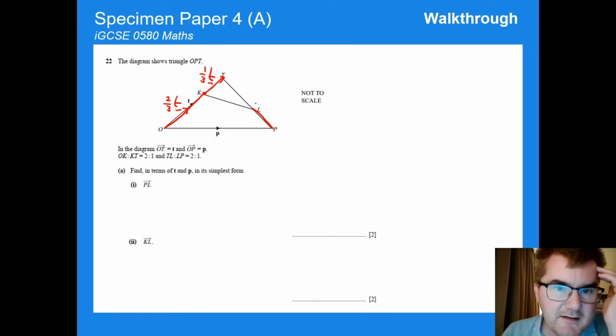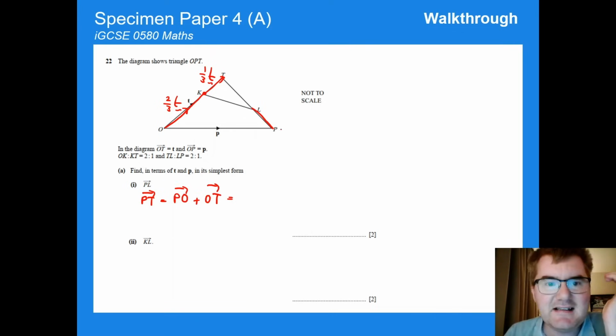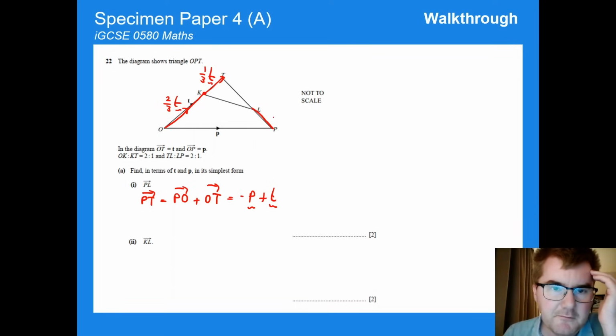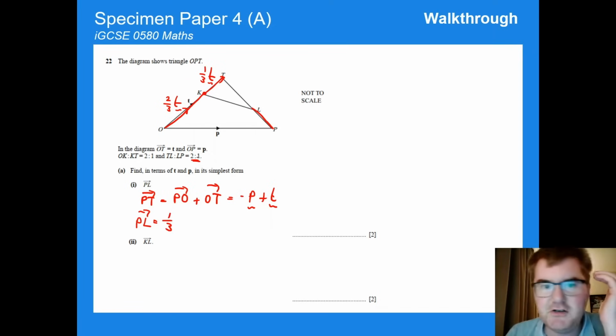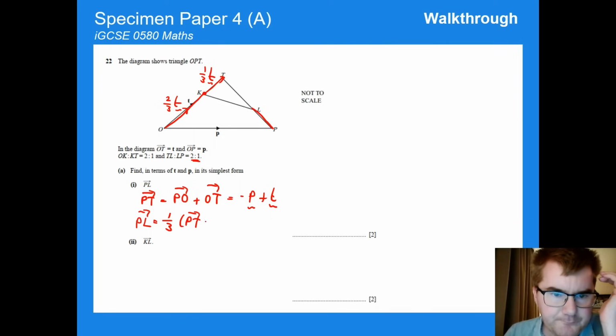So before we work anything out, we need to work out PT. We take the long way around. So we need to go from P to O and O to T. So P to O, we're going against the arrow, so that's going to be minus P. And then OT, that's just going to be T. So that's our vector from P to T, but we want P to L, which, as it says in the ratio here, is going to be 1/3. So it's ratio 2 to 1, so 1/3 of what we just worked out, so PT.